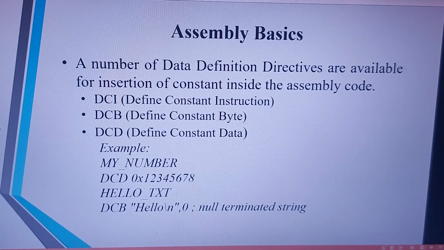And next we see that there is some text to be defined. That is done by DCB. In the text, each character stores 1 byte. That means the ASCII value of each character will be stored in the memory. This particular string will be terminated by a null character, so it is also called a null terminated string.